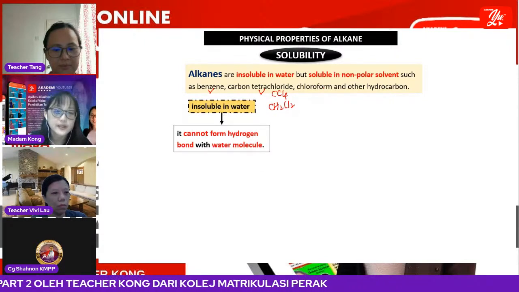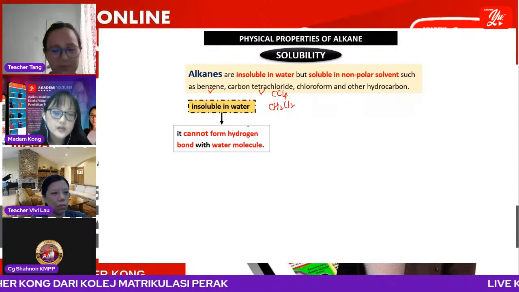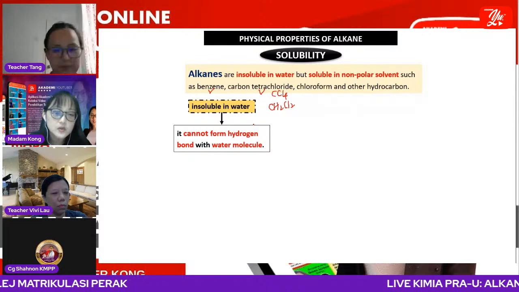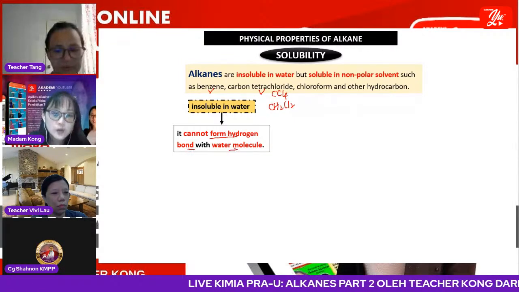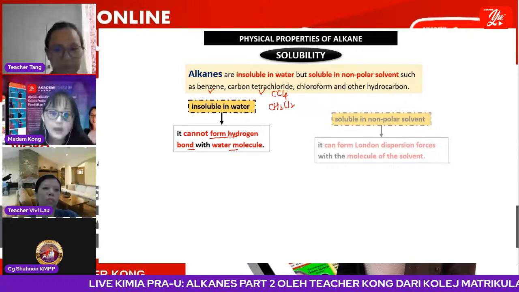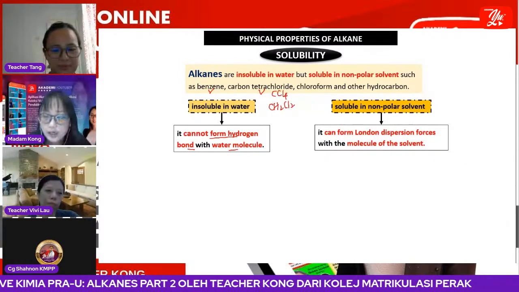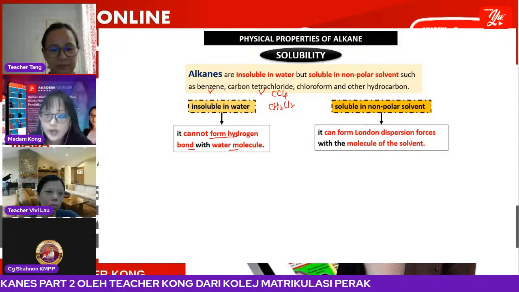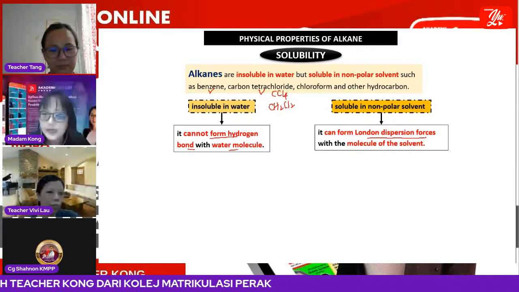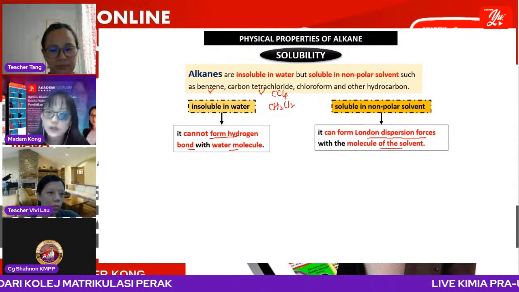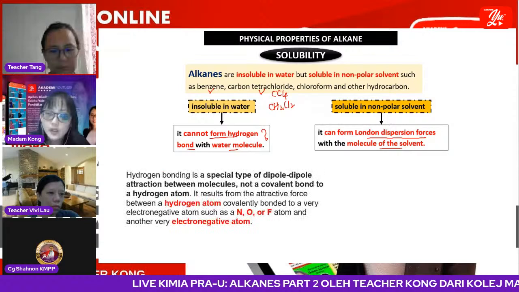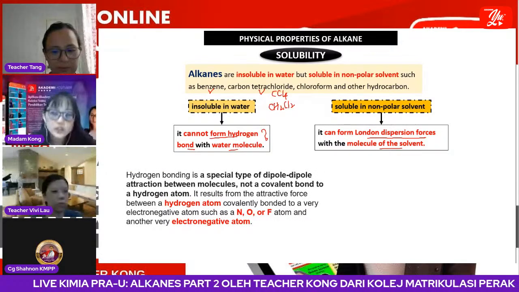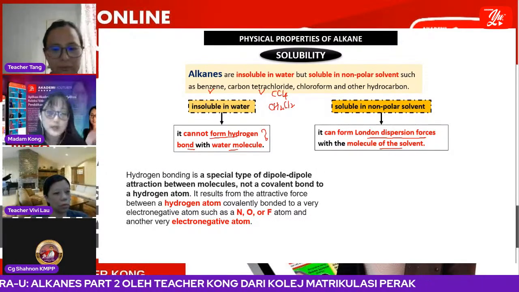First, insoluble in water is because alkane cannot form hydrogen bond with water. Well, it is soluble in non-polar solvent. Why? Because it can form London dispersion forces with molecules of the solvent. Maybe I'll forget, what is hydrogen bond? This one we have learned in chapter 3 structure, the last part, 4.4.